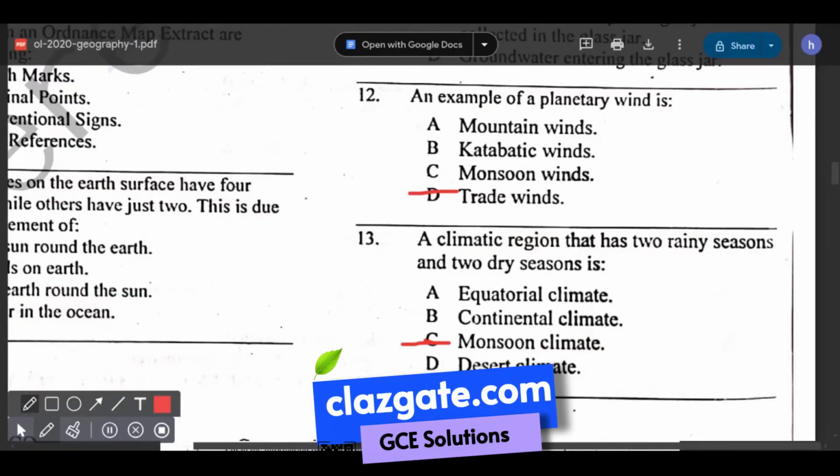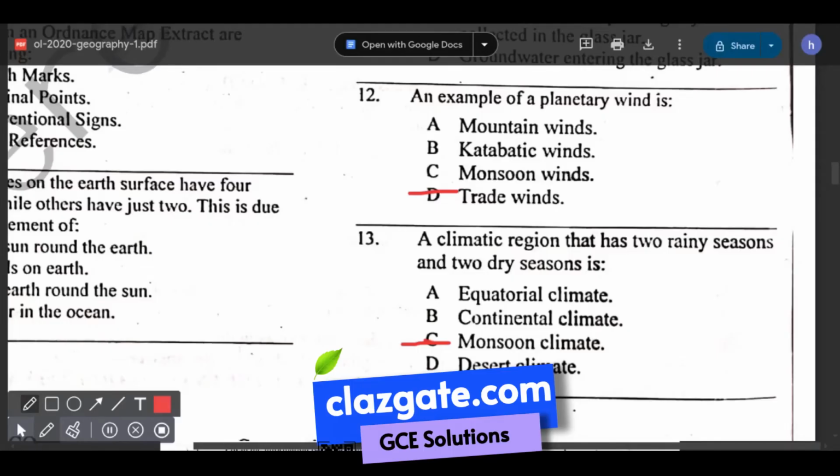Monsoons are winds that reverse direction seasonally. In the summer they bring moist air and heavy rainfall from the ocean. In the winter they carry dry air away from the land. Monsoon climates are found in South Asia, Southeast Asia, and Northern Australia.